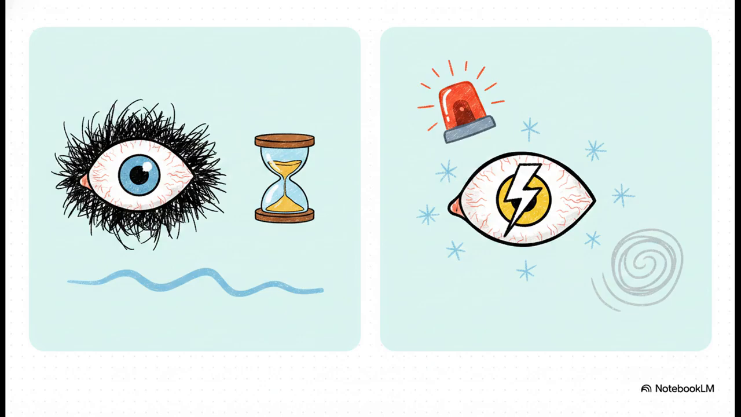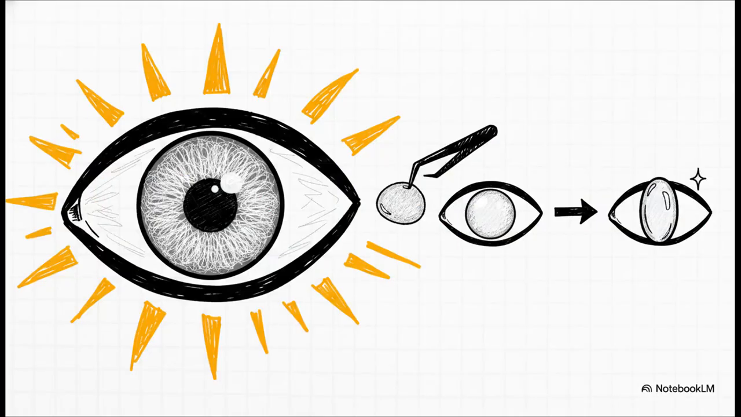But angle closure glaucoma, whoa, that is a sudden, immediate medical emergency. The patient is going to be in intense pain, they'll see halos around lights, and they'll probably have nausea and severely blurred vision. Moving on to cataracts.